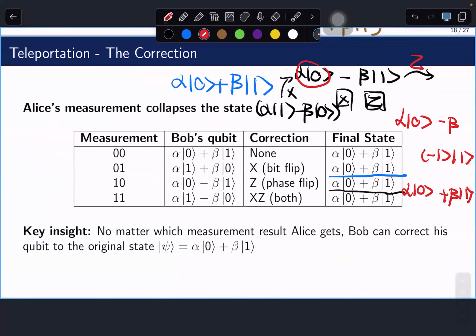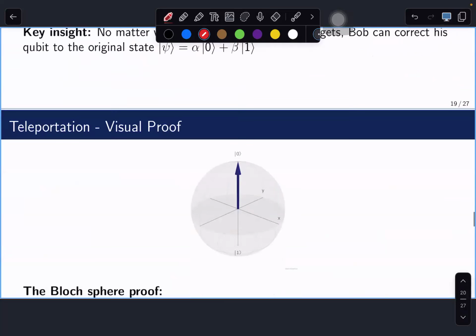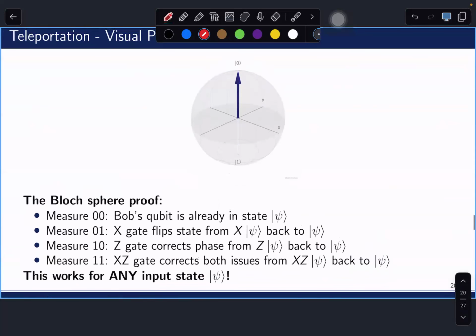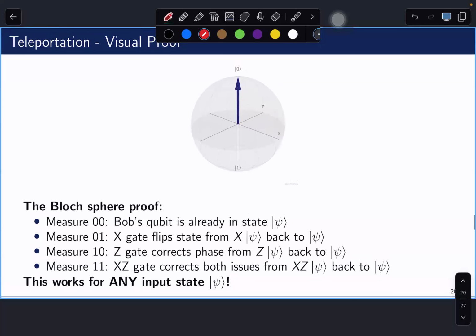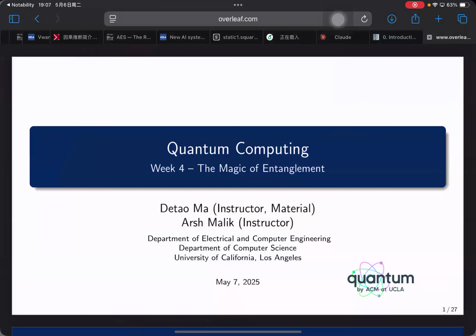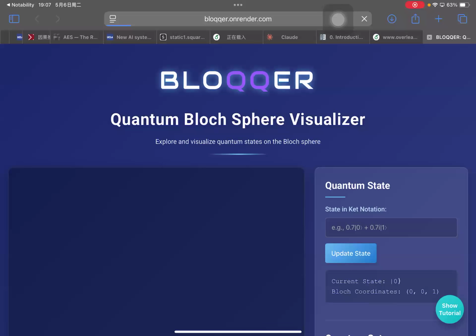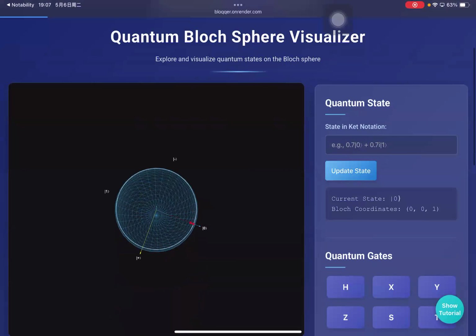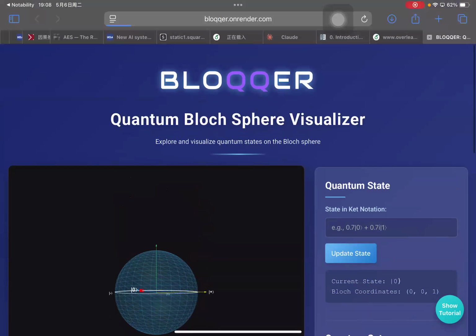And as shown before, the X gate and Z gate are also the only 2 gates you will need to transform the basic Bell state to the other 3 Bell states. I think we can just skip the visual proof right now. It may be confusing. But if you have access to the slides later, we can append a link here so that you can play around with the Bloch sphere. Yeah, we can add it to the Discord.